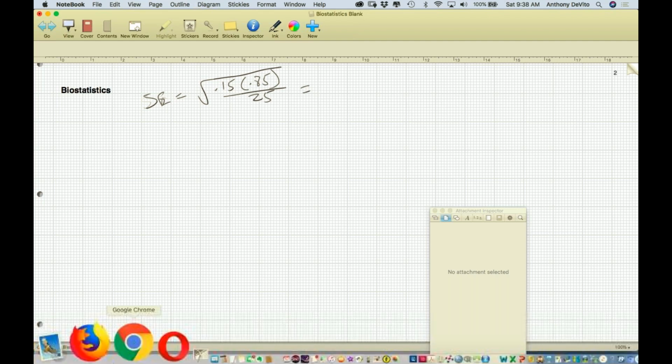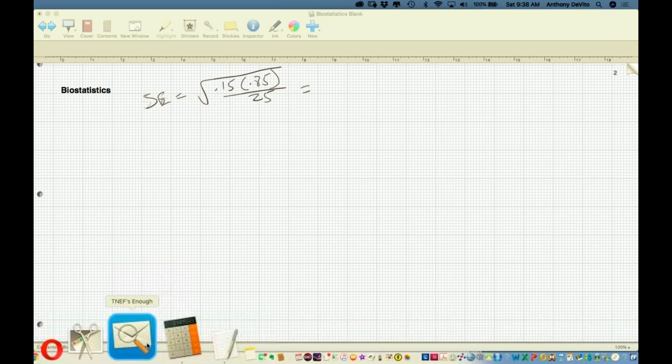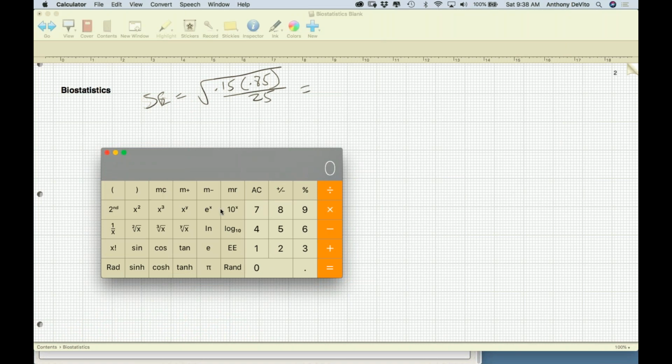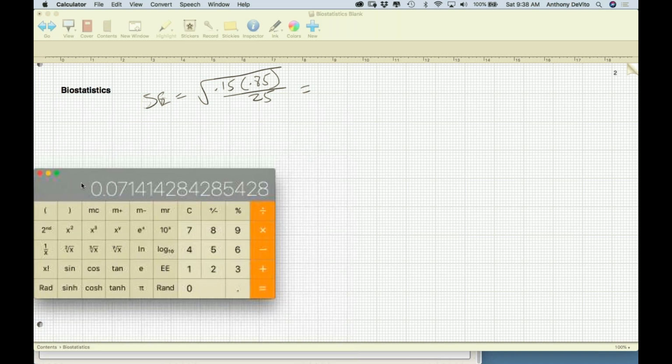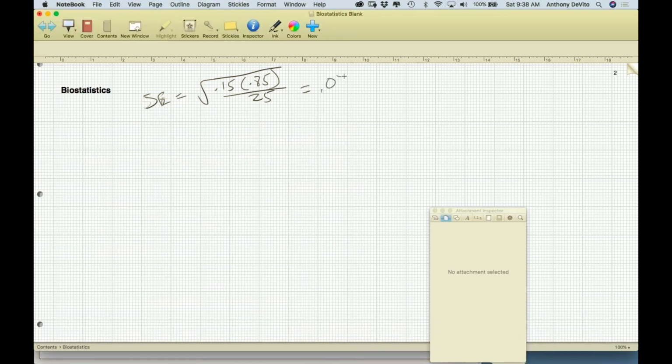Okay, let's actually work that out. Let's clear this first. 0.15 times 0.85 equals this, divided by 25 is going to be equal to 0.005. I'm going to find the square root of that, which is 0.0714. I'm going to call it 0.071 for our purposes right now. I went to 3 decimal places on this.